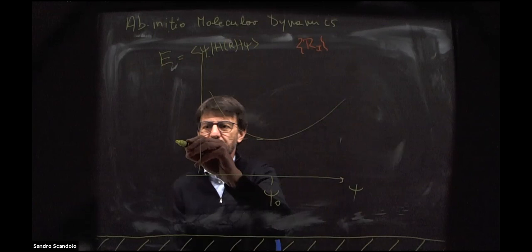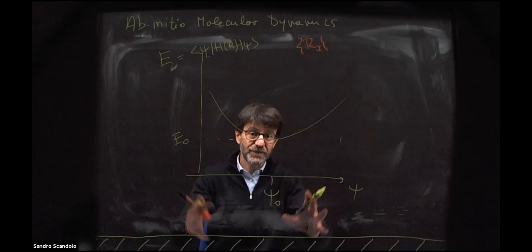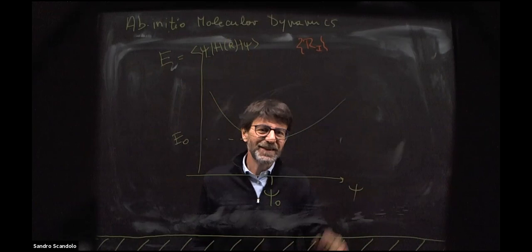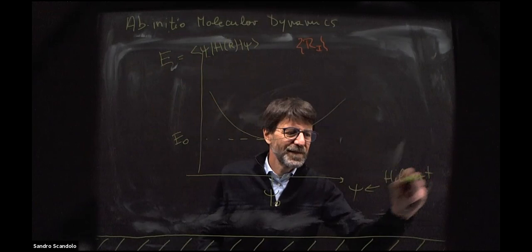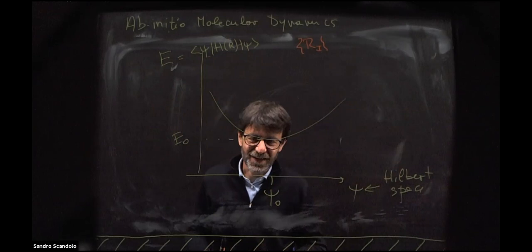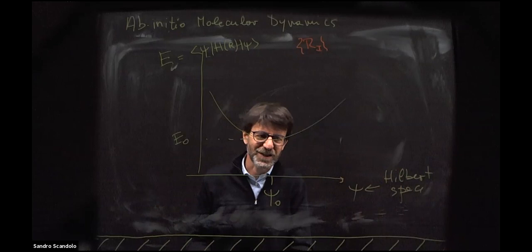This is just a very qualitative description. Mind you, I'm using only one coordinate, but this is a Hilbert space, right? Because the wave functions form a Hilbert space. So you have to imagine this as infinite dimensional, not just one dimension. I'm just collapsing the wave function as if it was a one-dimensional object, but it's a Hilbert space. But there is a minimum, right?